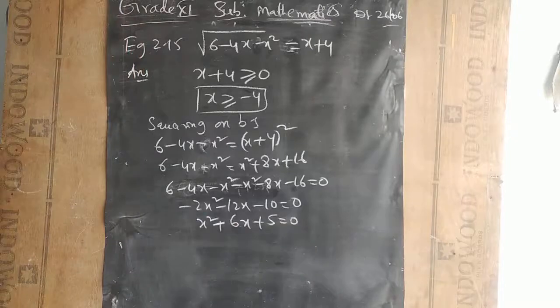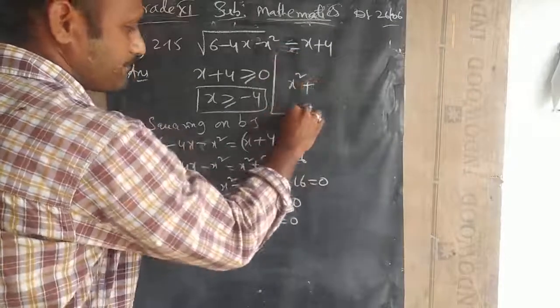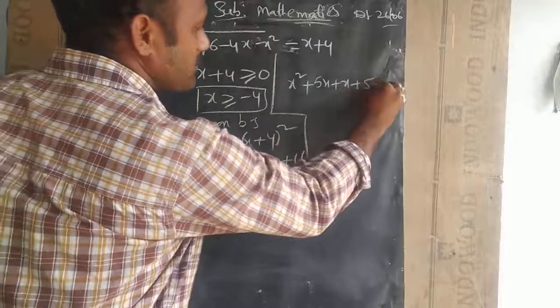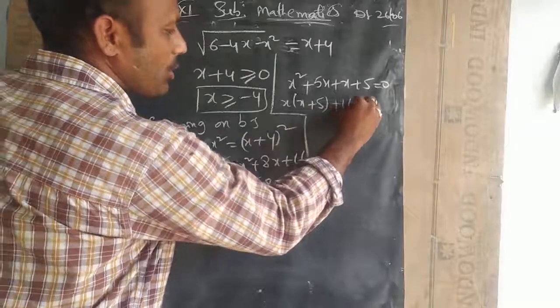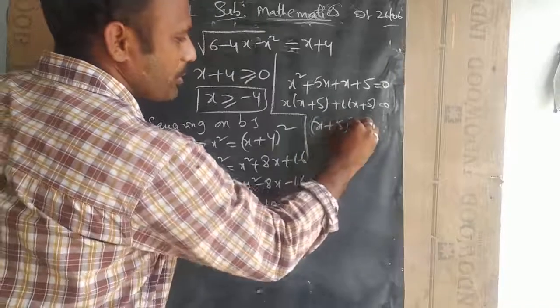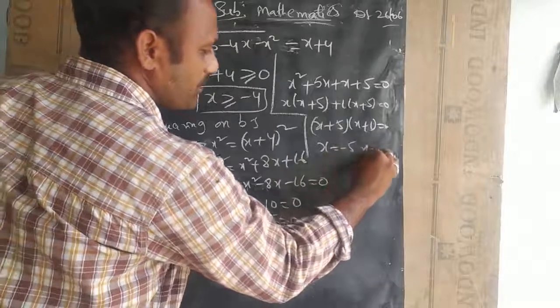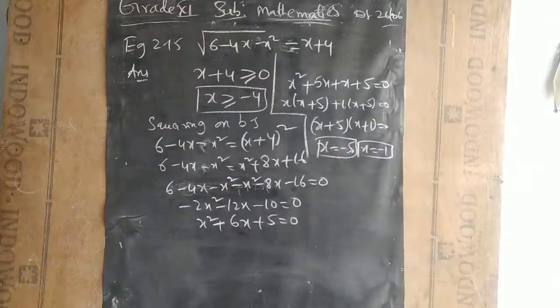If I split the middle term, what do we get here? 5 times 1 is 5. So x square plus 6x can be written as x square plus 5x plus x plus 5 is equal to 0. We take x as common, and 1 as common: x into x plus 5 plus 1 into x plus 5 is equal to 0. So x plus 5 into x plus 1 is equal to 0. So the solutions are x is equal to minus 5 and x is equal to minus 1. Among these two, there will be only one solution. We need to find that out.